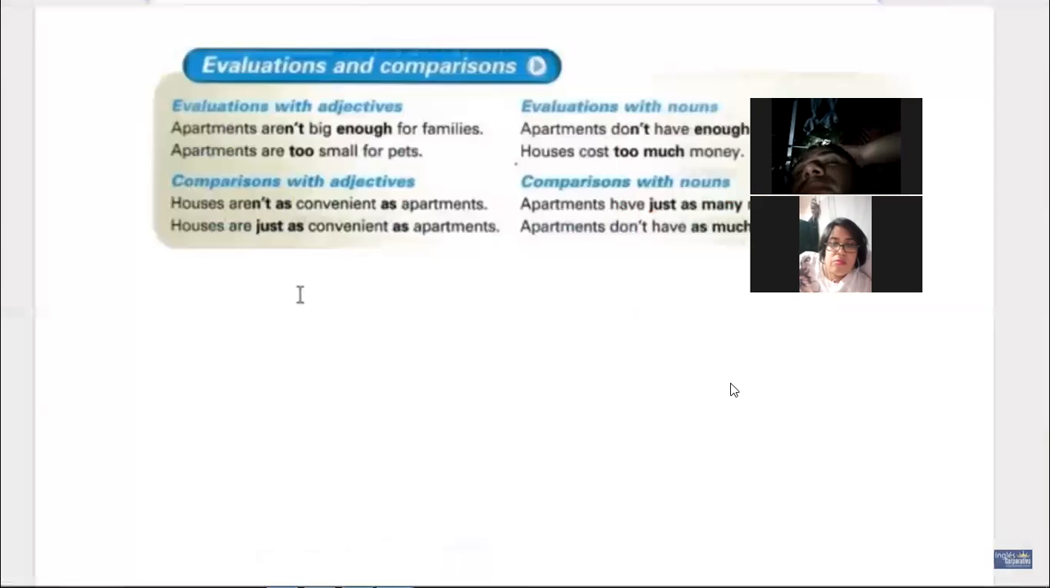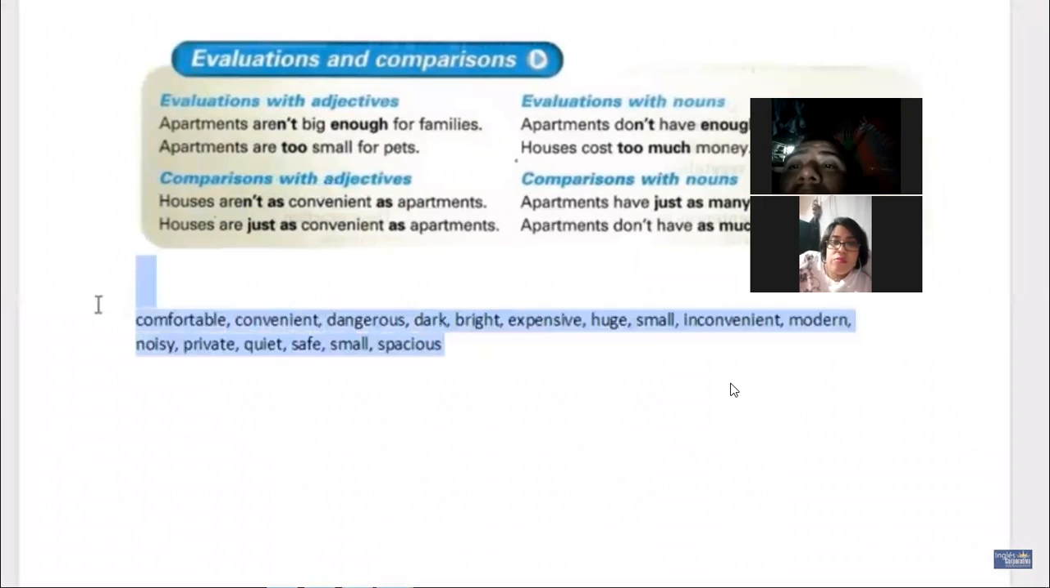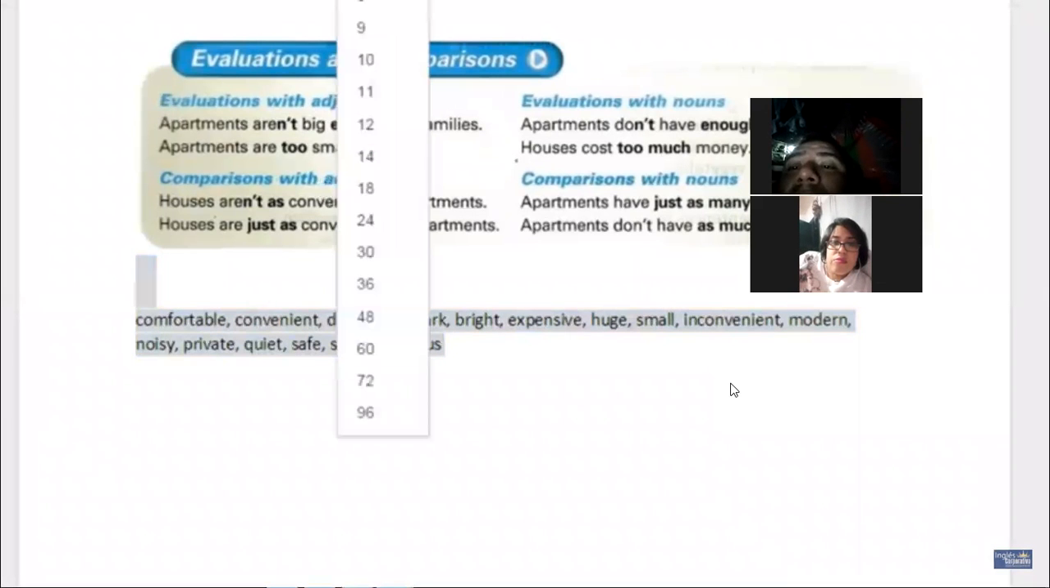First of all, what are adjectives? Well, adjectives are those words that describe nouns. So they describe people, places, or things. Since we're talking about evaluating houses and apartments, we want to think about some of those adjectives that we might use to evaluate a house or an apartment. So I'm going to write a lot of those words here, and then I would like for you to memorize this and maybe study them if you're not familiar with them.